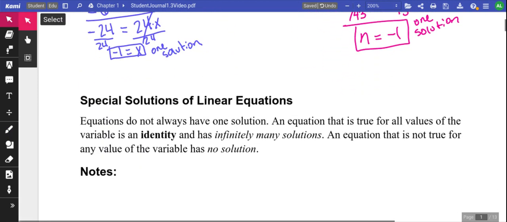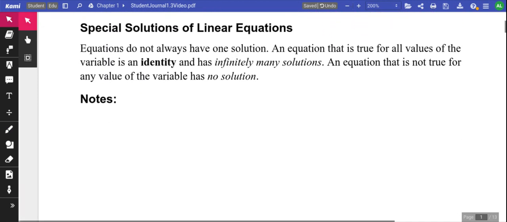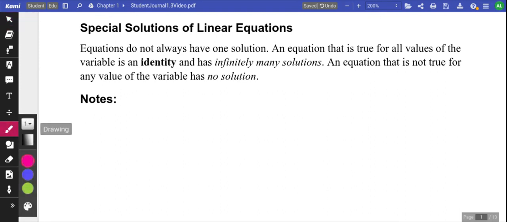All right, so let me get into what I mean when I was talking about how many solutions. I hadn't really explained that yet. That's over here: special solutions of linear equations. Equations don't just have one solution all the time. Like we talked about before, an equation that's true for all values of the variable is an identity, and it has infinitely many solutions. That's what I explained a little bit earlier in the video.